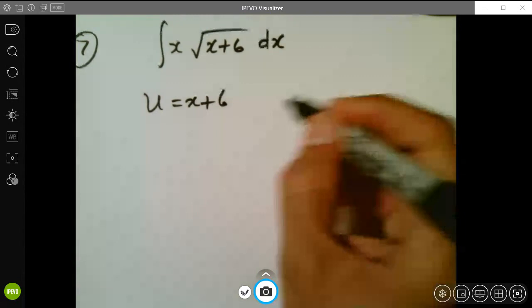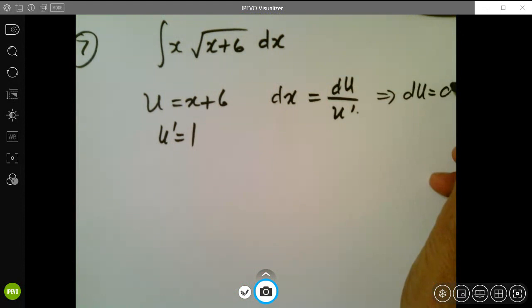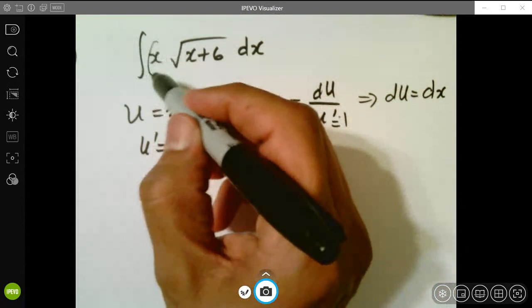What is dx? Remember, dx is du over u prime. And what is u prime? U prime here is just 1. So du is just dx, or dx is just du. See here what you will get. But the problem is you have to solve for x.